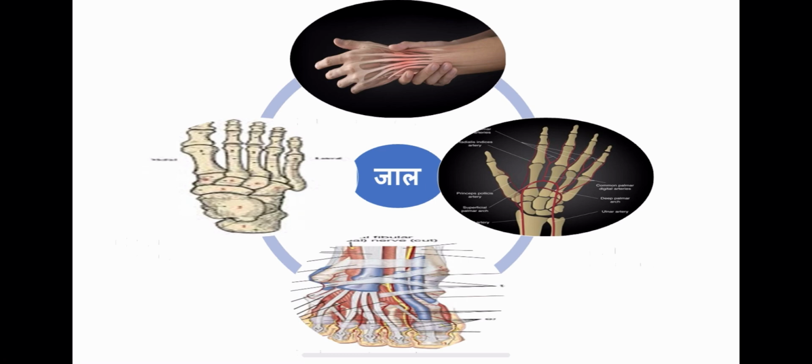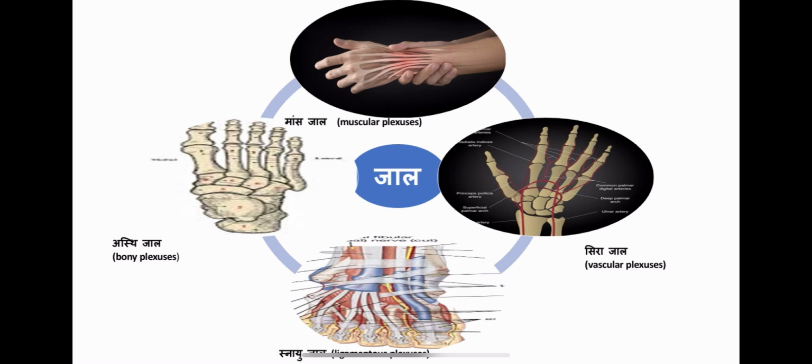The network-like structures in the body you can consider like the plexus. For example, Mamsa Jala means the muscle plexus. You can see it in the flexor tendons, etc. Asti Jala, you can see the network of bones in the carpal and the tarsal bones. Snayu Jala are the plexus of the ligaments. And the Sira Jala means the plexus of the vessels, like the dorsal venous arch. All these things come under the plexus of the respective organs.